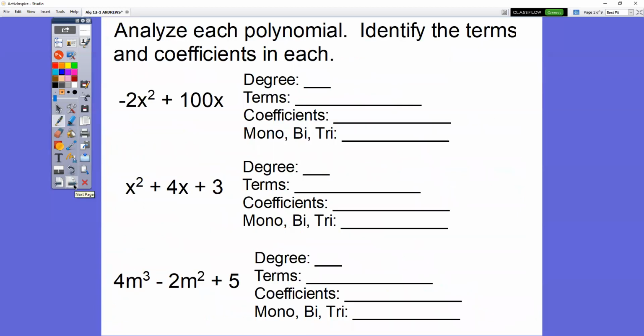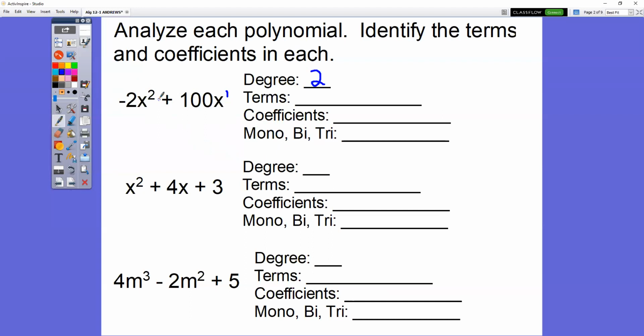Taking a look at individual polynomials and identifying some parts and pieces on them. So what is the degree if we had negative 2x squared plus 100x? So we have this polynomial. What is the degree of the polynomial? Well, the degree of the polynomial is its highest exponent. Remember, there's really a 1 there when x is all by itself. So the degree of the polynomial is 2.